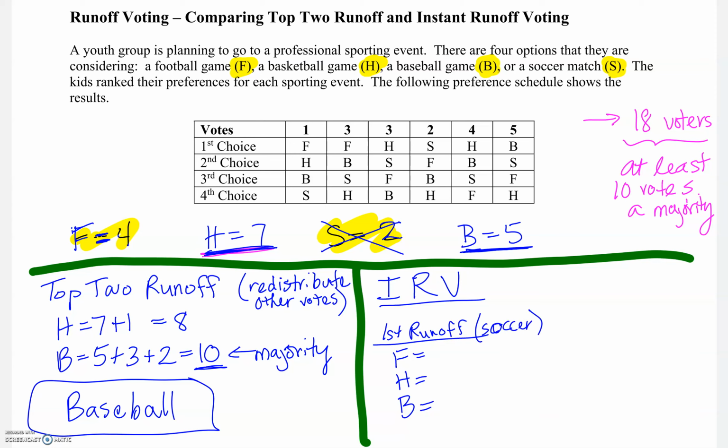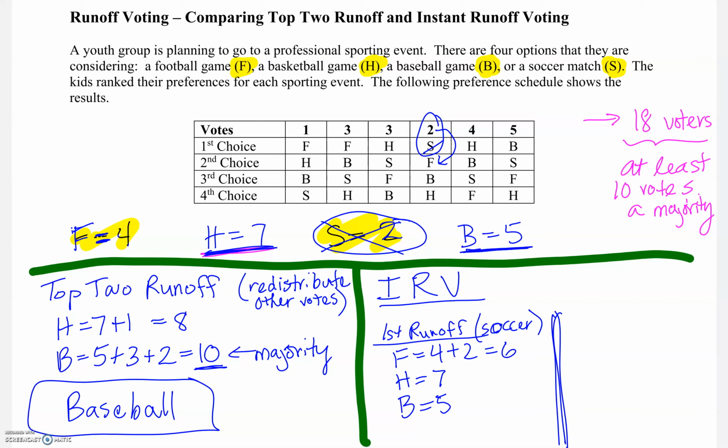So football originally had 4, basketball had 7, baseball had 5. Where do these 2 votes go? Well, if we come up to the table, those 2 people who voted for soccer, if they can't choose soccer, they would choose football. So those 2 votes go to football. That was the only thing we had to redistribute. So now football has 6, basketball has 7, and baseball has 5. Again, no one has a majority, so we can't stop there. We need to keep going.